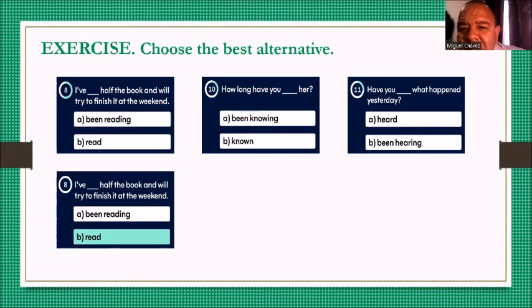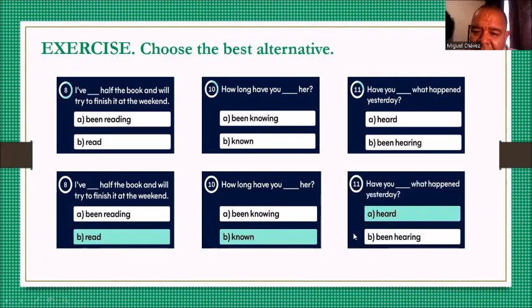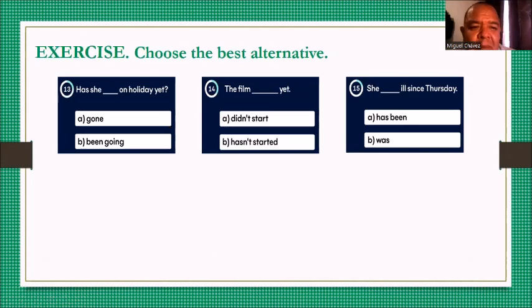Okay, number 10, please, another volunteer. A or B? It would also be B. How long have you known your heard? Yes, Katia, thank you. Number 11, please. A volunteer for number 11. Have you heard what happened yesterday? Thank you, Emmanuel. Yes, you're right. Heard. Thank you. Okay. Number 13, please.